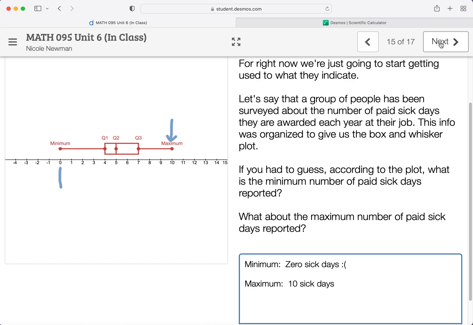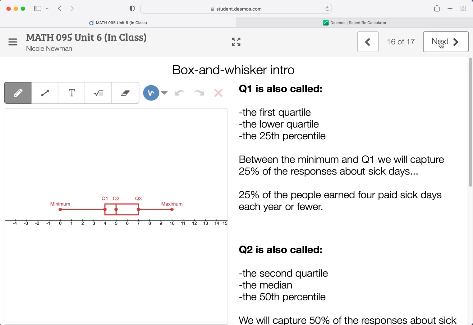I was looking for another question. Usually I have more to ask. Oh, I get to recycle it over here. All right, so this Q1 right here, it has some other names. It's also called the first quartile or the lower quartile or the 25th percentile. And what it means is that between the minimum and Q1, like from Q1 over to the left, we are capturing 25% of the responses. So 25% of the people earned four paid sick days or fewer.